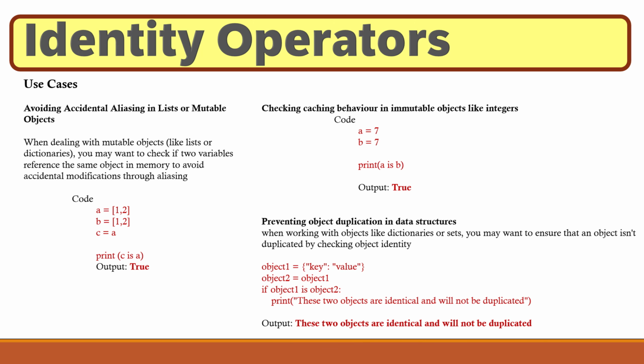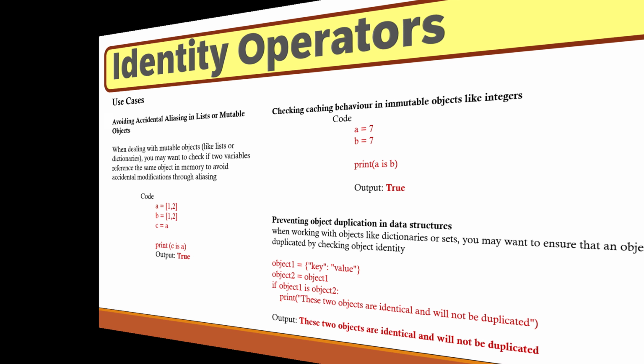And another example is preventing object duplication in data structures. When working with objects like dictionaries or sets, you may want to ensure that an object is not duplicated by checking its object identity. So we've got object 1 equals key value, and then object 2 equals object 1. If object 1 is object 2, print "These two objects are identical and will not be duplicated", and the output is "These two objects are identical and will not be duplicated". Now let's have a look at some of these examples in PyCharm.